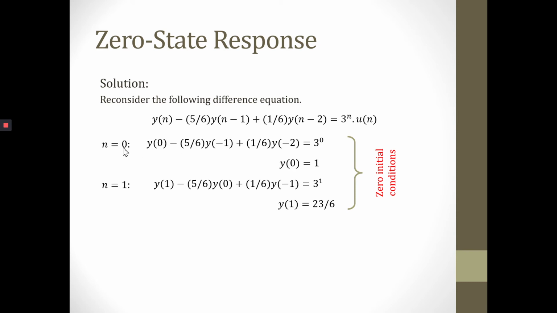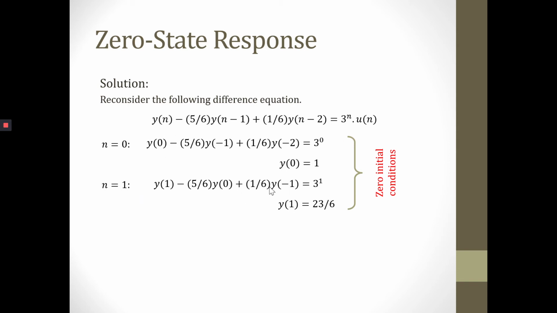So we plug in n equal to 0 in this equation. Now with the initial condition equal to 0, we can solve the first auxiliary condition, y(0), which in this case is equal to 1. The next one, we want to determine the auxiliary condition for n equal to 1, so we plug in n equal to 1 in this equation.